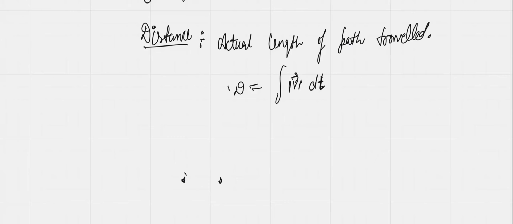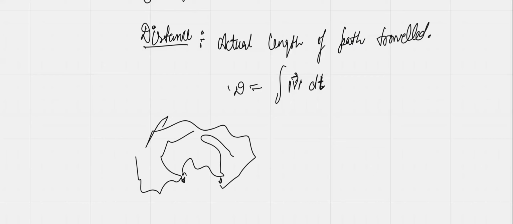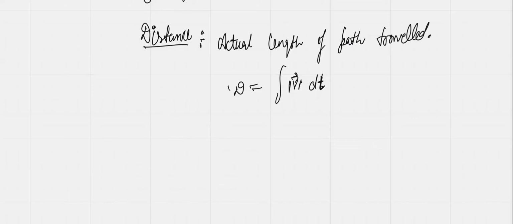But if I ask about the distance to reach this point from here, you could have traveled like this also, like this also, whatever, infinite number of paths are there. You can make a round and reach here. So basically infinite number of distances are there to reach a certain point from another certain point, right?